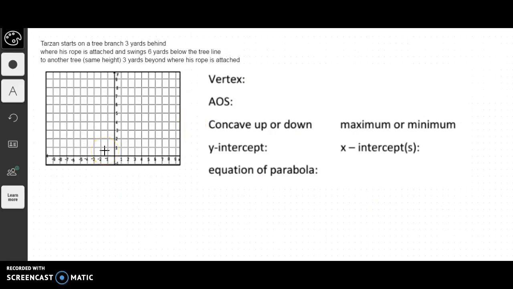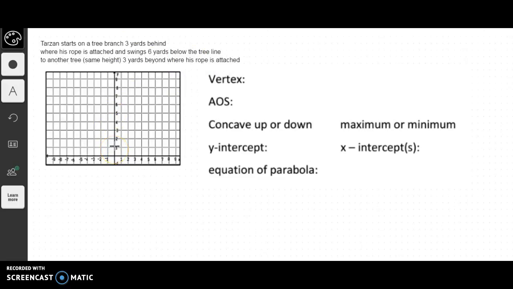Let's talk about Tarzan. Tarzan starts on a tree branch 3 yards behind where his rope is attached and swings 6 yards below the tree line to another tree, same height, 3 yards beyond where his rope is attached. So in this problem, let's assume that the rope is attached up top, okay? You actually don't know how high his rope is. We just know that it goes 6 yards below the tree line.